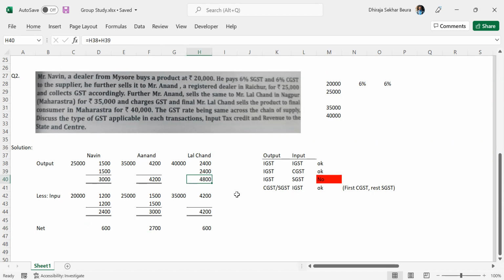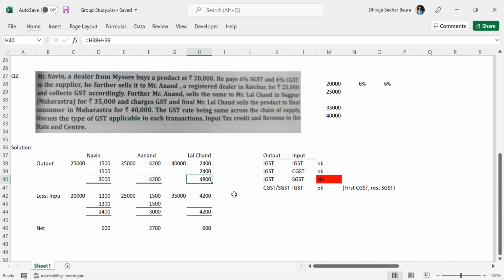Mr. Lalchand's input liability is what? CGST, SGST or IGST? Can somebody tell? Lalchand is selling the goods within the state, Maharashtra. Is my question clear? What I'm trying to ask is, what is the input liability nature for Mr. Lalchand? It's interstate. That's IGST. IGST only. Yes, perfect.